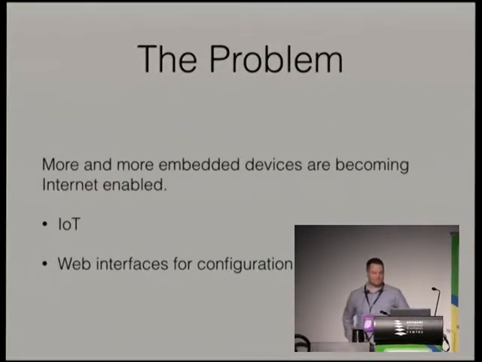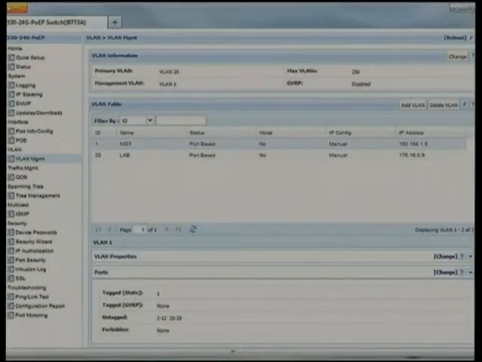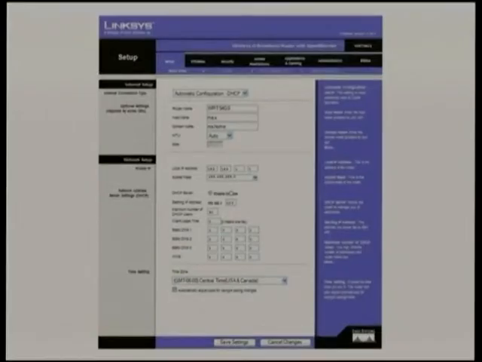So what's the problem? More and more embedded devices are becoming internet enabled. So we've got the Internet of Things. It typically means that there's going to be a web interface on these devices, and that's used for configuration and management of the devices. So what's the problem with this? Well, I don't know if you've looked at your routers recently or any other devices, but they're just awful. These aren't the worst ones I've found, it's just that some of the really bad ones, I know the people who've developed them, so I didn't feel it was nice to put them on display here.